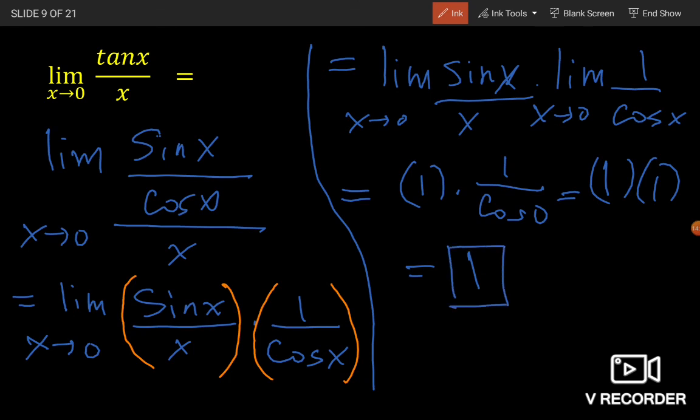So we can say here that the limit of tangent x over x as x approaches 0 is equal to 1. So memorize these three basic limits so that we can use them in solving more complex trigonometric functions. I hope you guys learned some of these techniques, and we will be dealing with more complex techniques in the next videos.